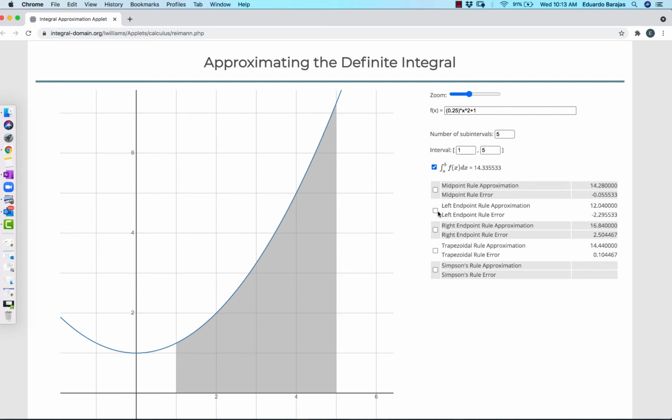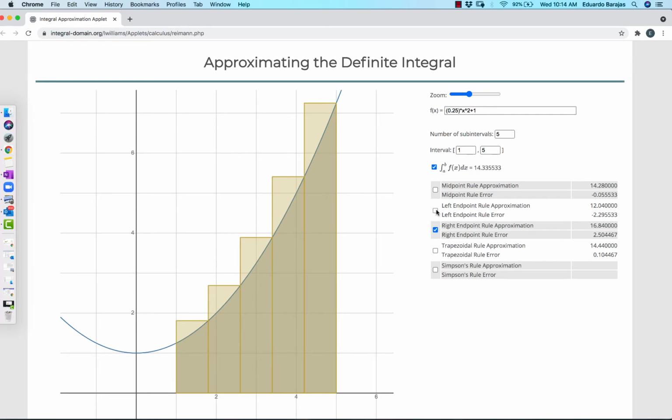When we use the left end rule, we end up underestimating, and we can see all the gaps that we didn't actually count. Those areas would be the error in this estimation. On the other hand, if we use the right end rule, we overestimate. These little extra spaces are the overestimation, and that would be the error found in this estimation.